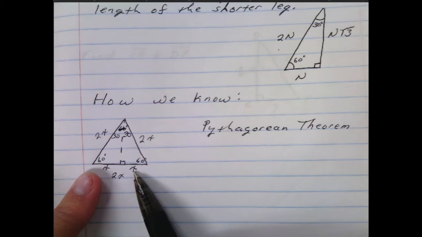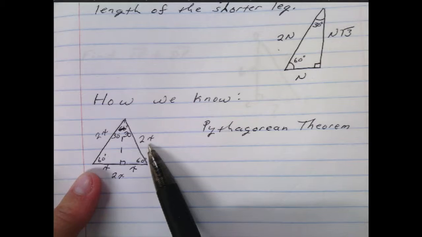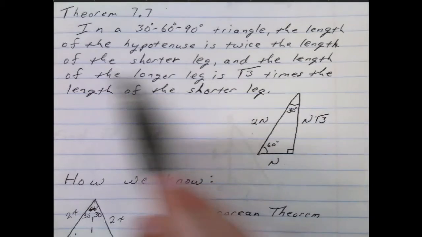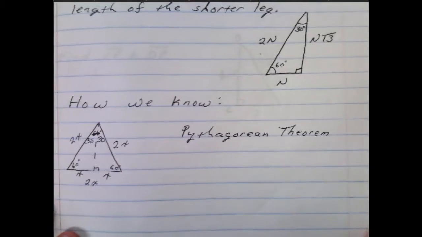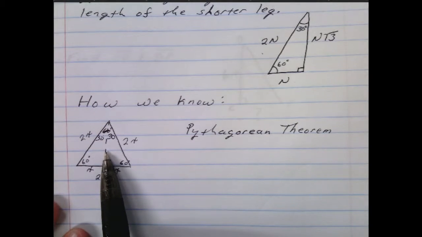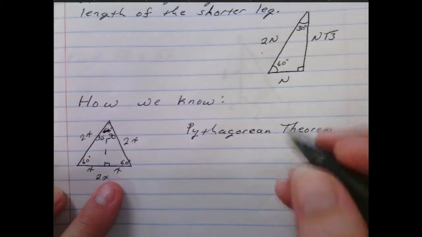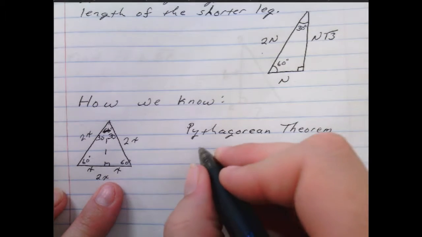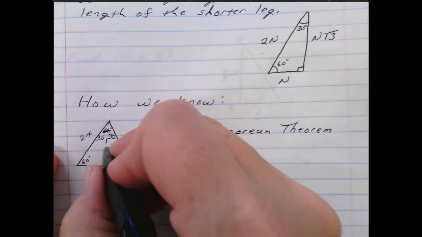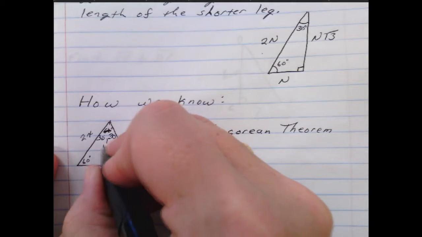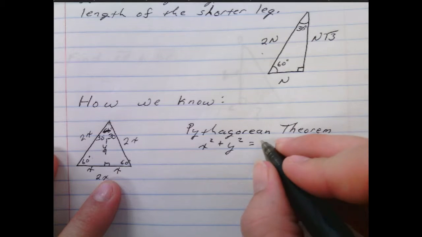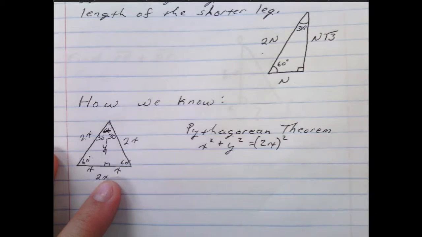So we see that our shorter leg is x, the hypotenuse is 2x, so that's the first piece. The hypotenuse is twice the length of the shorter leg. Then the second part we have to prove is this longer leg being square root of 3 times the shorter leg. In order to do that, we're going to use our Pythagorean theorem again. So we're going to take our leg, x squared plus, we'll call this one y squared equals our 2x squared.